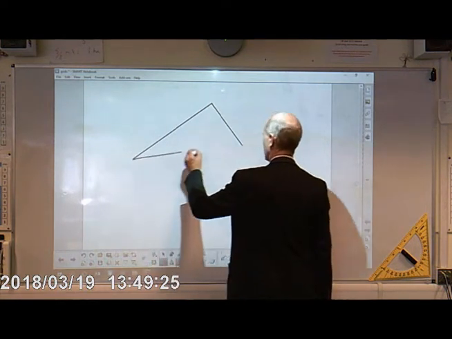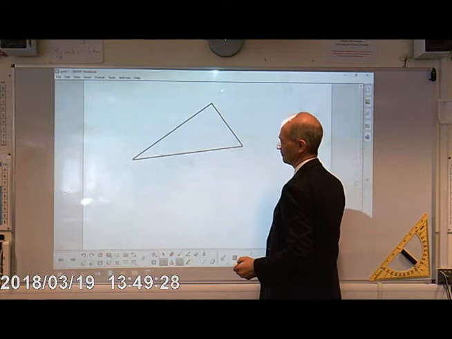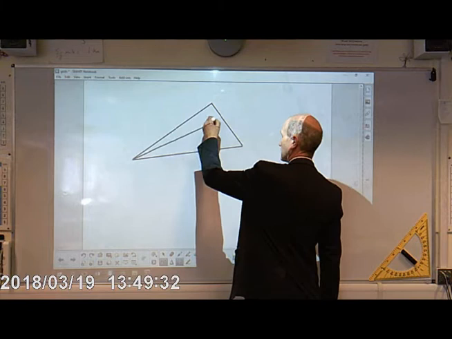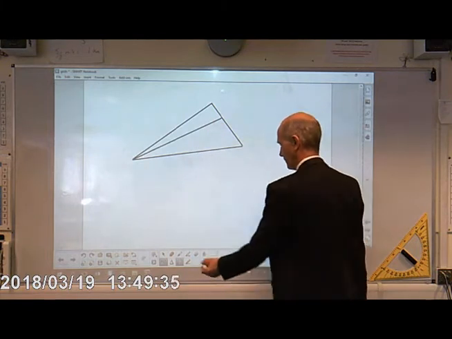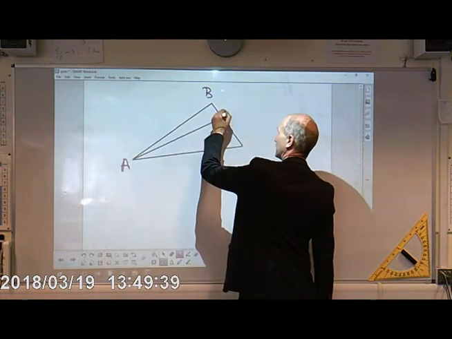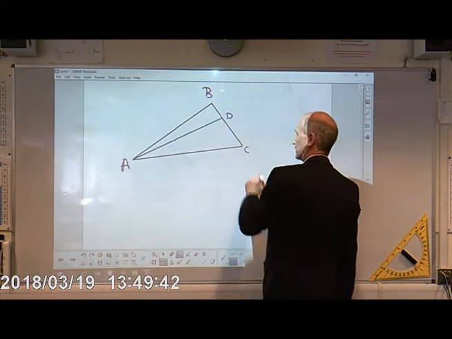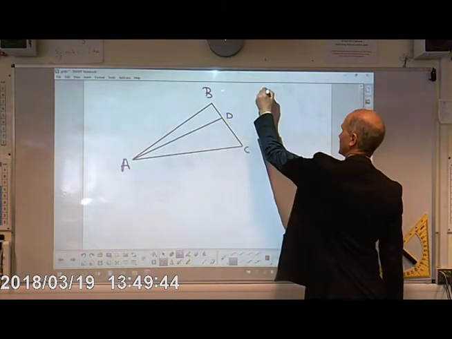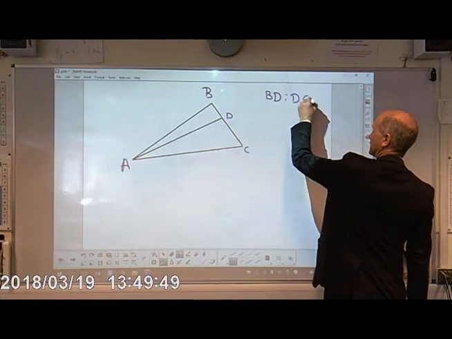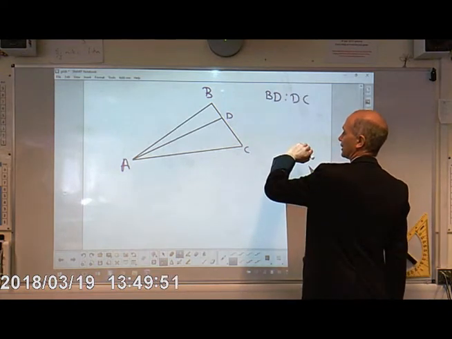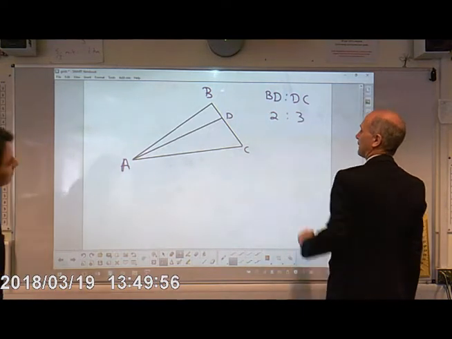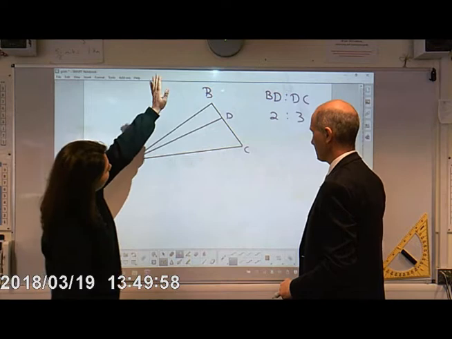Big enough? And we're going to label A, B, D, C. Very nice. And I'm going to say that BD to DC is in the ratio of 2 to 3. Okay, so that means we've got 5 parts there.